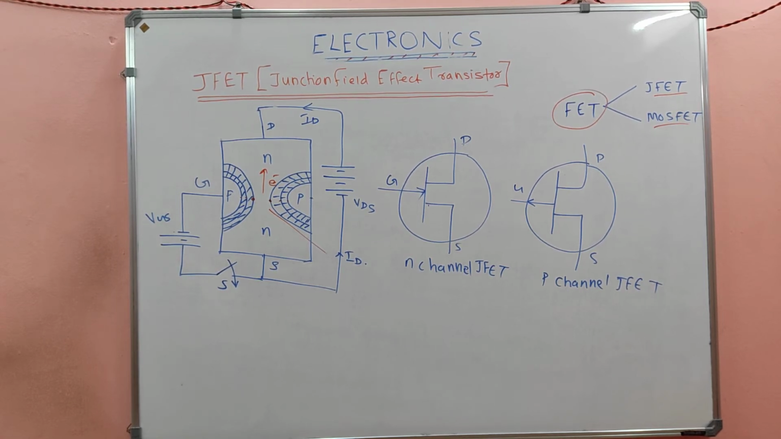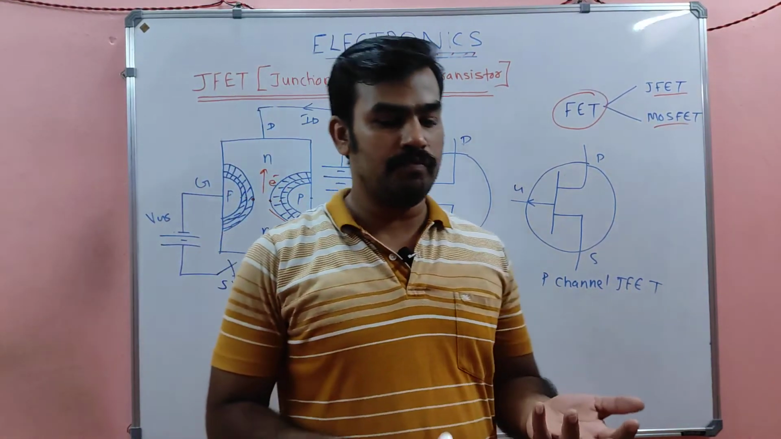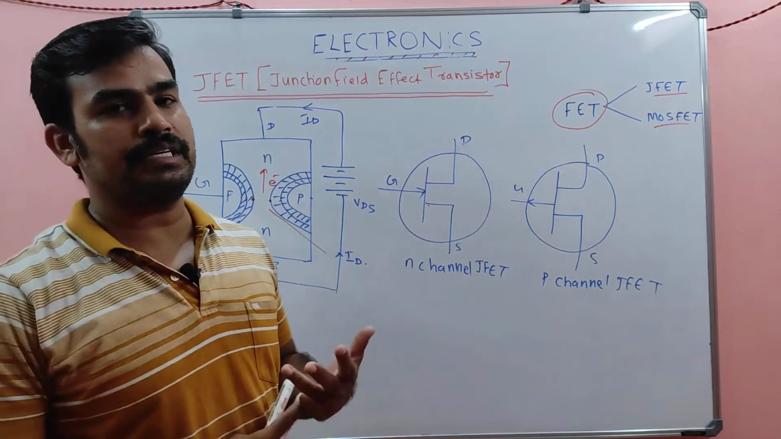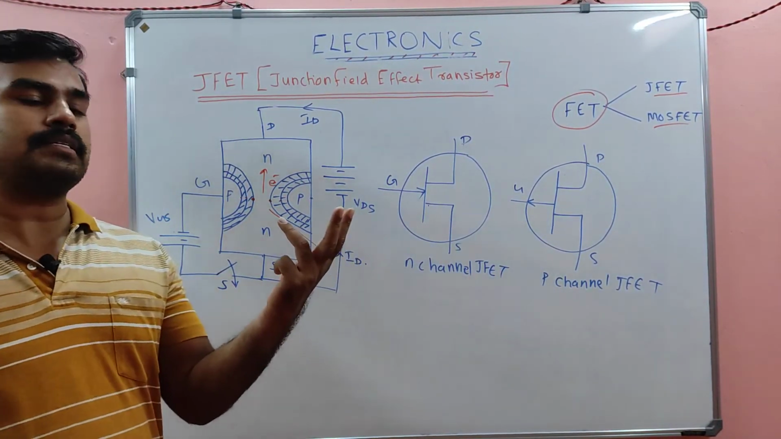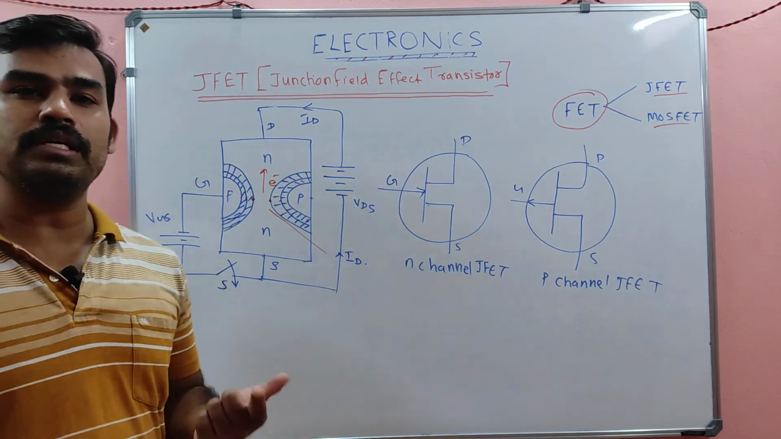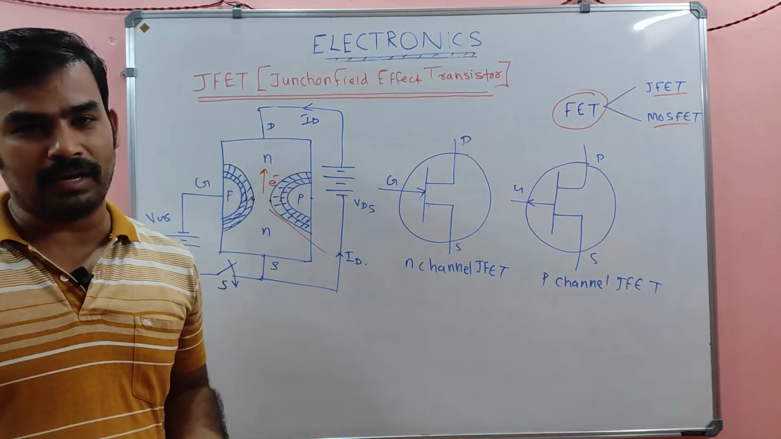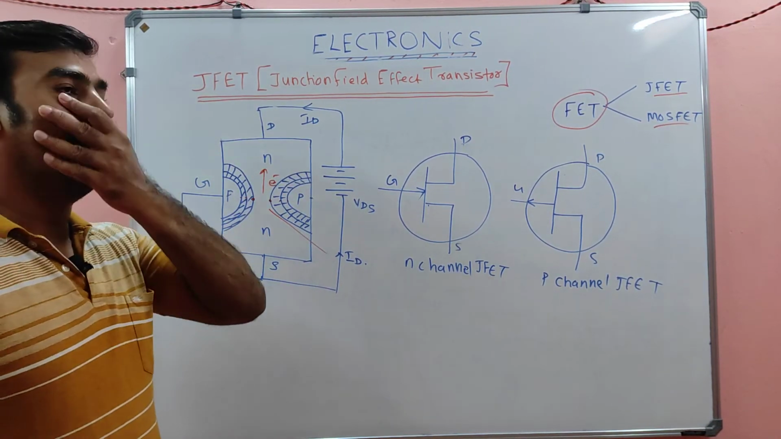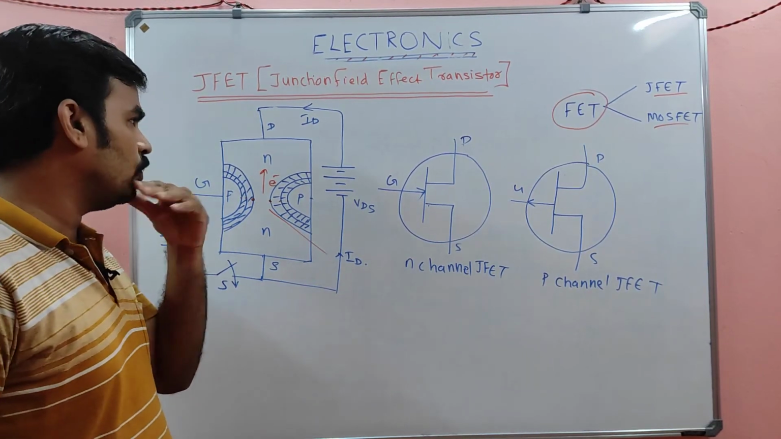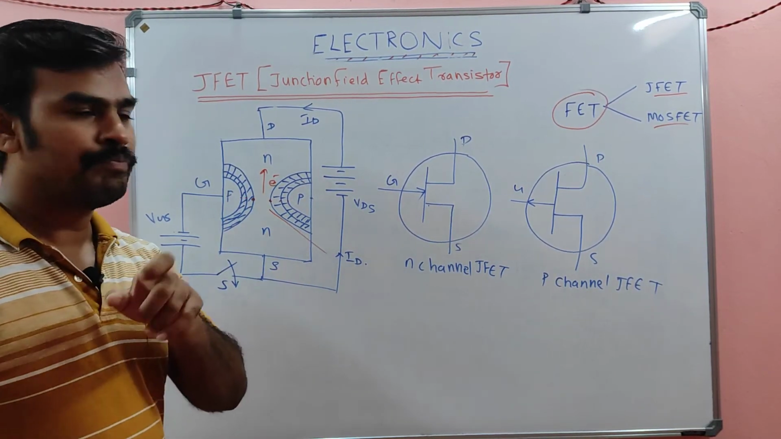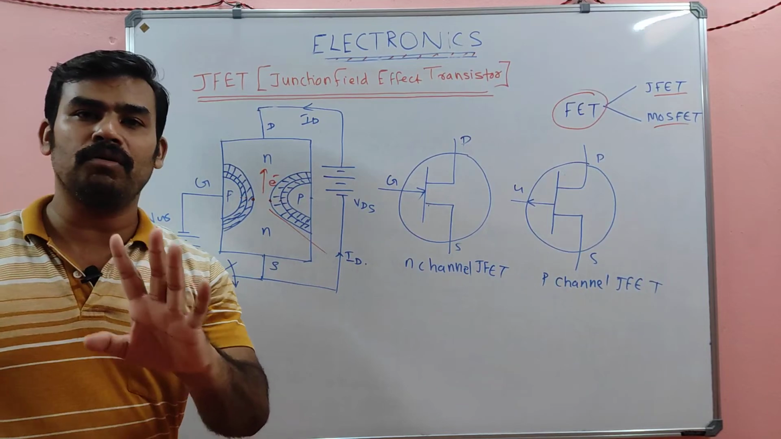Is it clear, my dears? So compared to BJT, what are the advantages of JFET? High input impedance, less noise, and unipolar. What do you mean by unipolar? FETs are unipolar, conduction is either by electrons or by holes. Now it is simply by electrons.